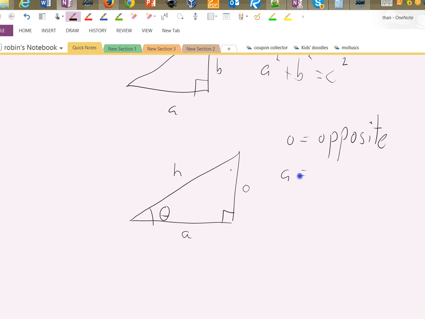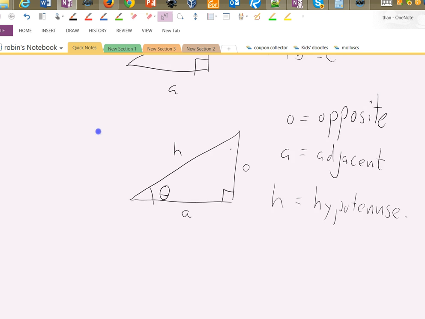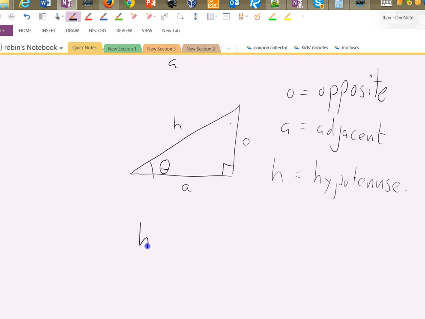This A is equal to adjacent, which means next to, which is this one here, because it's next to the angle, you see. And that H equals the hypotenuse. I'm sure you remember that Pythagoras' theorem is that the square of the hypotenuse is equal to the sum of the squares of the other two sides. So with this notation here, we know that H squared equals O squared plus A squared.